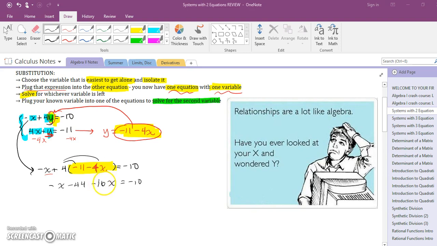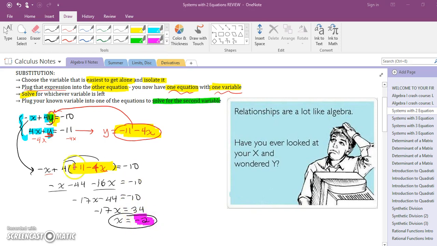And at this point, it's just basic algebra combining like terms here. So negative 17x minus 44 equals negative 10. I'm going to add 44 to each side. 44 plus negative 10 is 34, and then I'm going to divide each side by negative 17, giving me x equals negative 2. Alright, so now that I have x, I can very quickly get y.